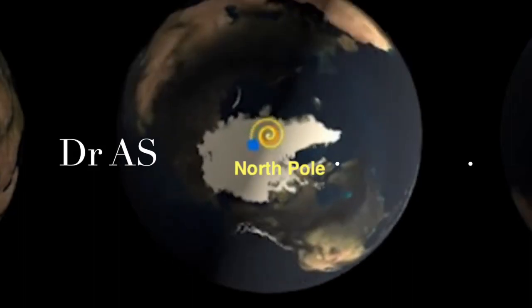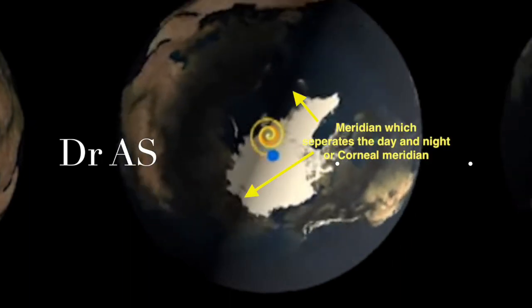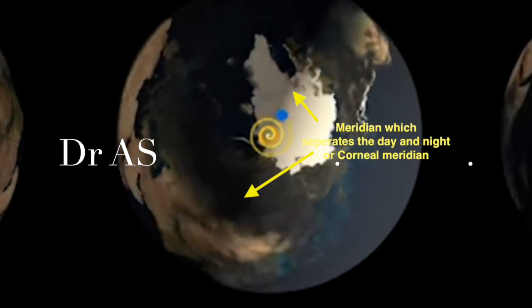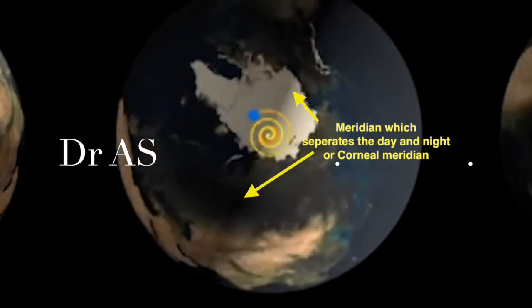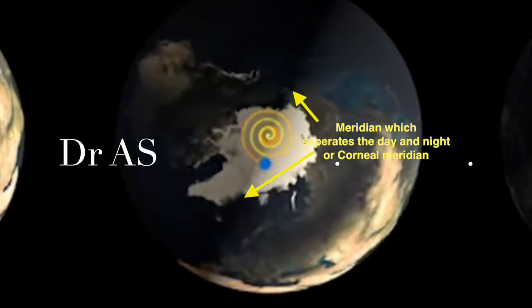This is the north pole of the earth, and we are viewing the rotation of the earth through the north pole. Half of the earth is experiencing day and half of the earth is experiencing night. The meridian which separates the day and the night, we will call this the corneal meridian.